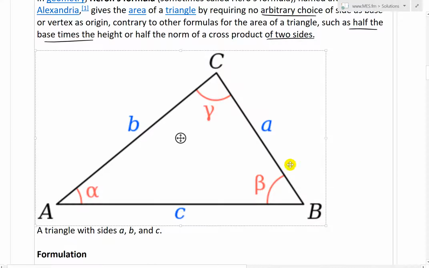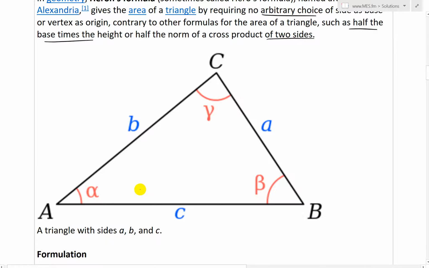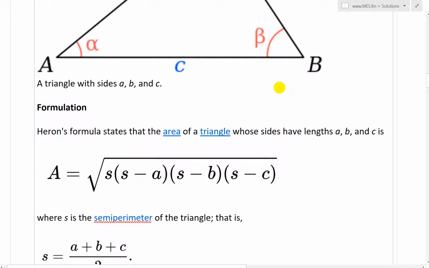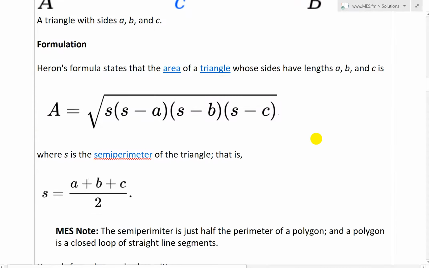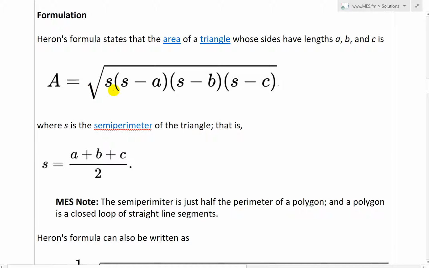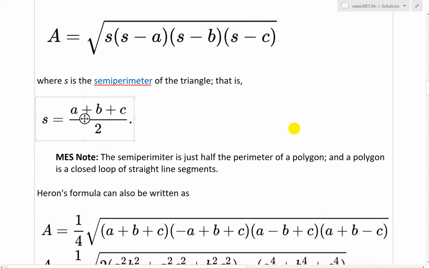So anyways, here's a triangle. There's a triangle with sides a, b, and c. If this is point A, vertex A, that's alpha, and then the length of the side across from it is a. Same here, B has beta, and then there's gamma for C, the third letter of the Greek alphabet, and those are the lengths. And here's the formulation. Heron's formula states that the area of a triangle whose sides have lengths a, b, and c is A equals the square root of s times (s minus a) times (s minus b) times (s minus c), where s is the semi-perimeter of the triangle.